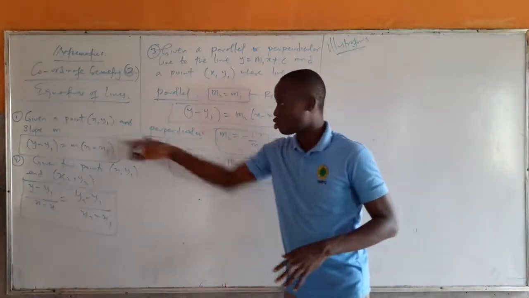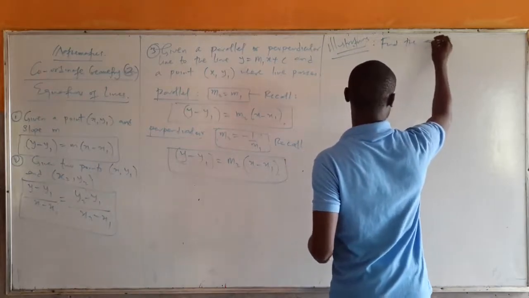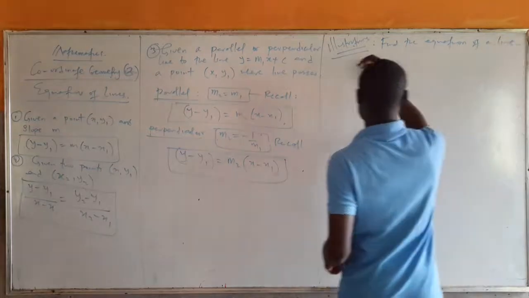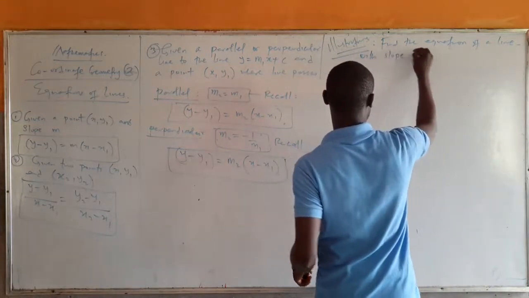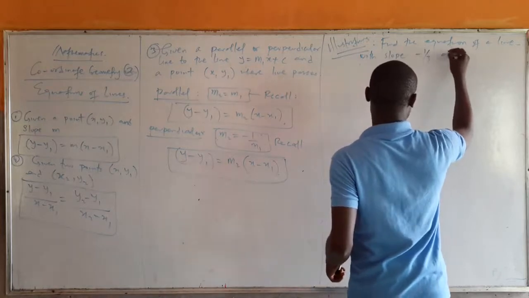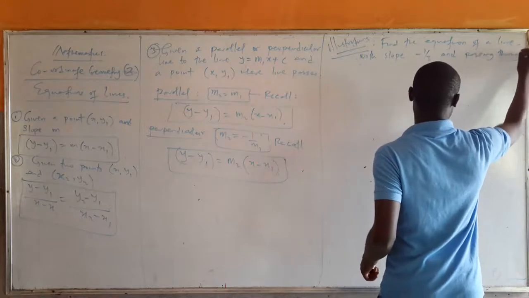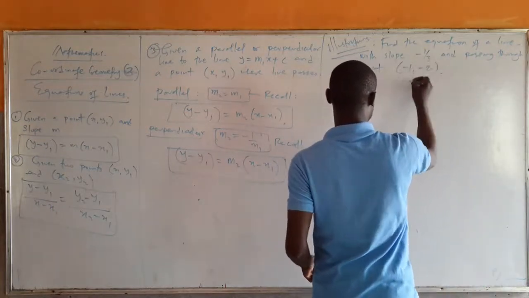The first one, I'll just take an illustration on the first one. Find the equation of the line with slope -1/3 and passing through the point (-1, -2).